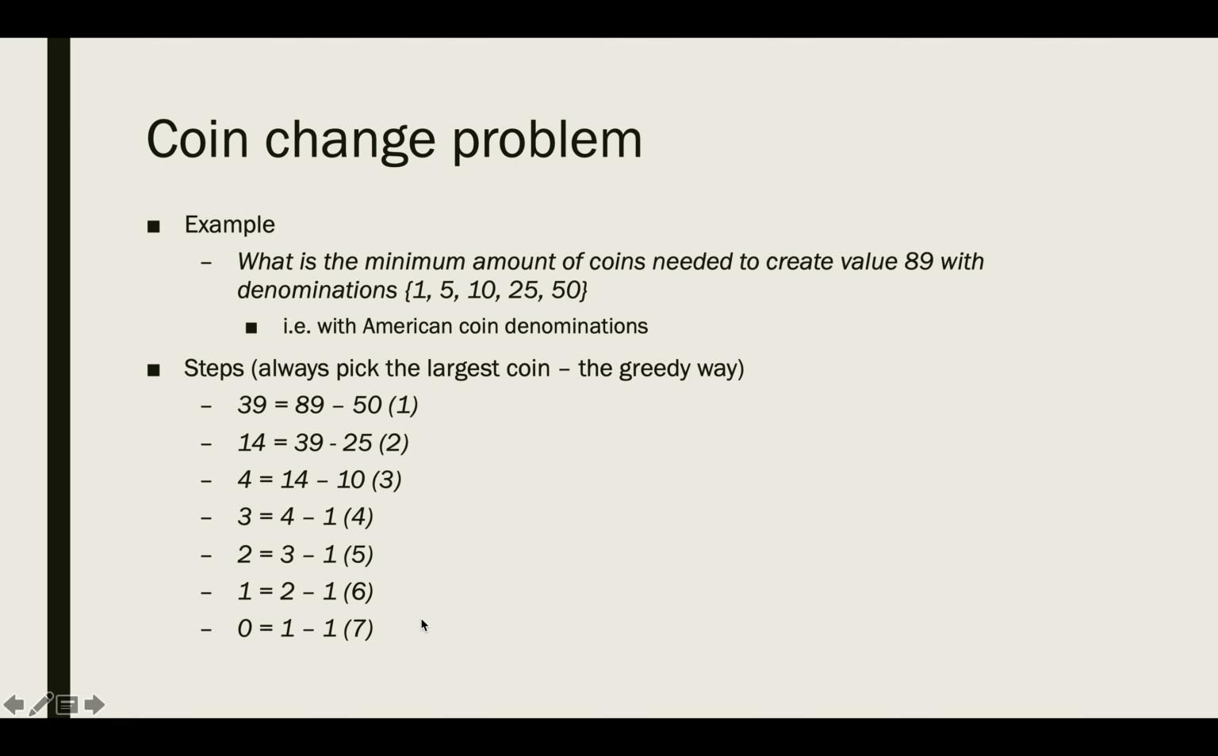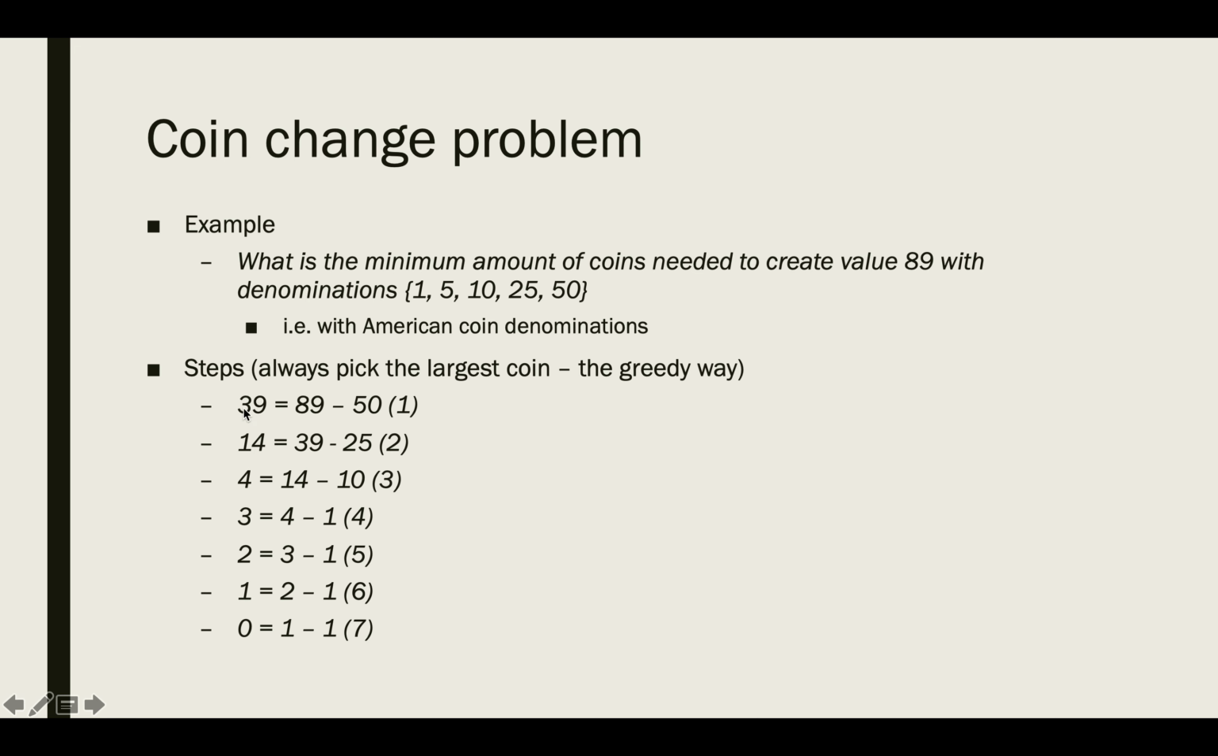Let me show you what this would look like. It's not so hard to do. So let's assume we want to get the value 89, and that we're using American denominations just for this argument. Once again, this works for other denominations. Let's say you have penny, nickel, dime, quarter, and 50-cent piece. So I'm going to start off, and I'm always going to pick the largest coin, like I said before, which is the greedy approach. So I owe somebody 89 cents, so I'm going to hand them a 50-cent piece.